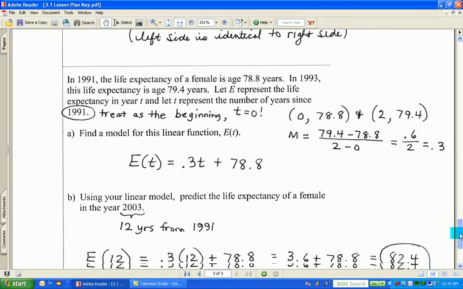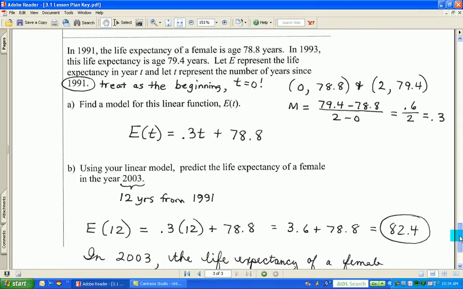Okay, the last problem here, I'm actually going to do on a separate video. So I'm going to end this video, and you can tune into the next video to see the solution to this linear models problem.